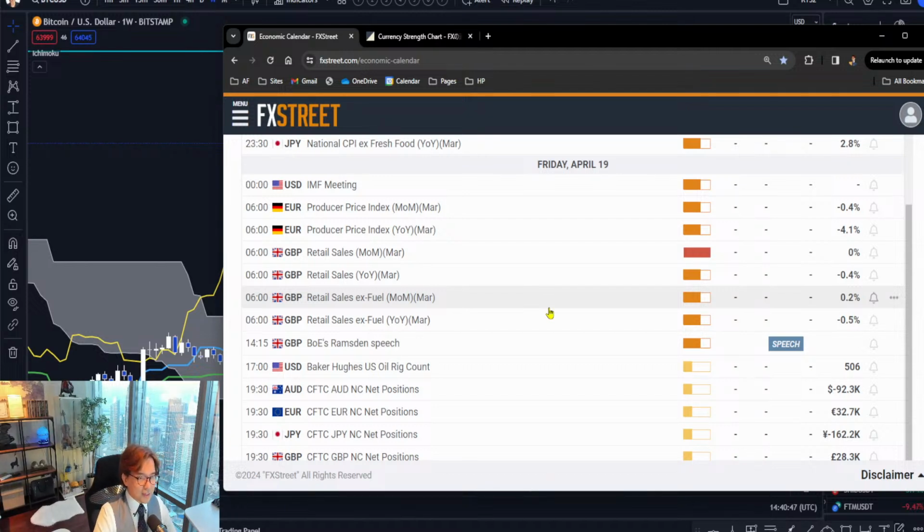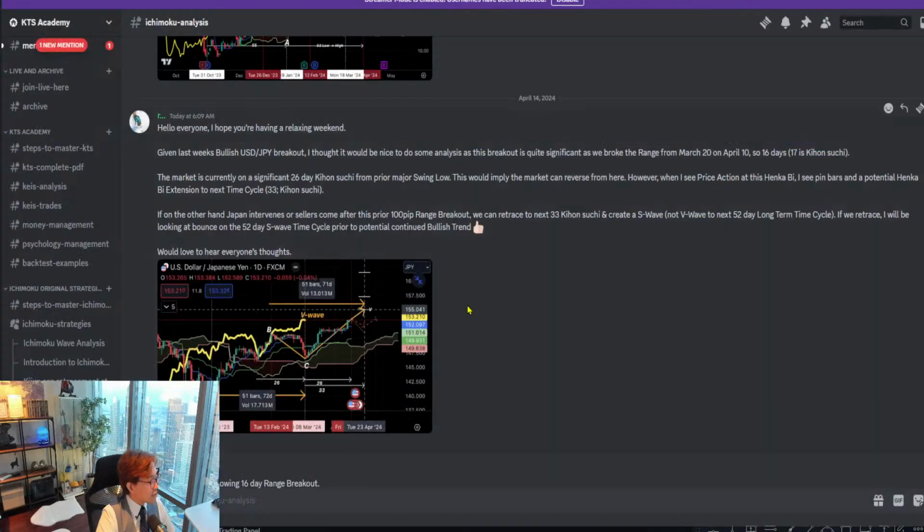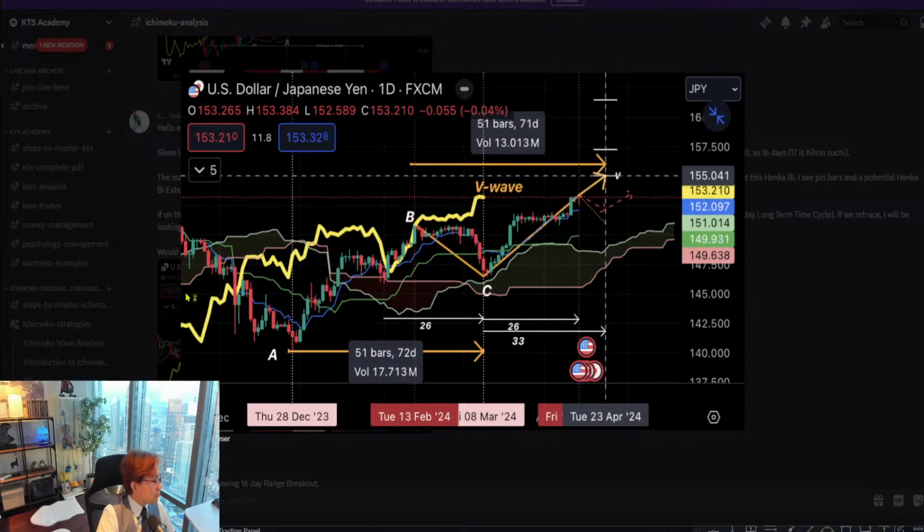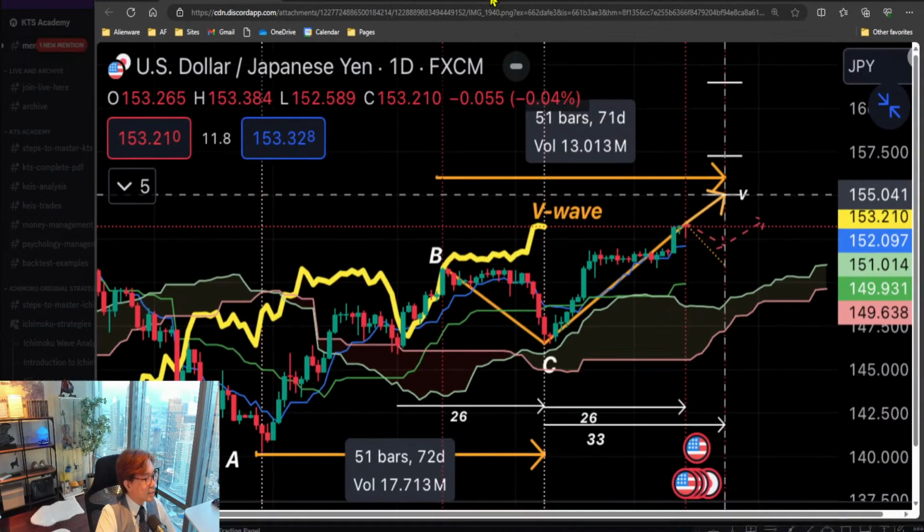Okay, so that covered the whole topics today. And also finally, as I mentioned, let me share one of the time cycle analysis on USD/JPY from one of the KTS Academy members, because this one was interesting, so I wanted to share it with everyone. So let me just open it bigger on the browser.